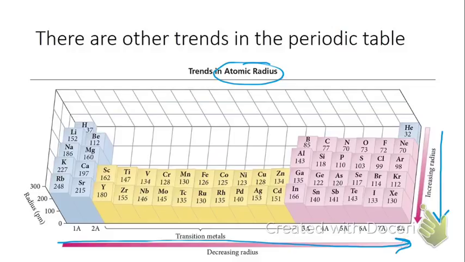So an example would be fluorine is smaller than iodine and smaller than lithium. So as you go from left to right, the atomic radii decrease. As you go from top to bottom, atomic radii increase.